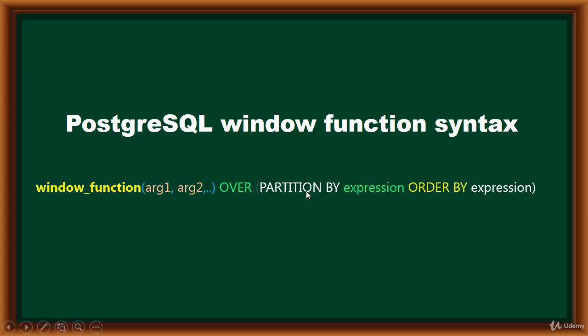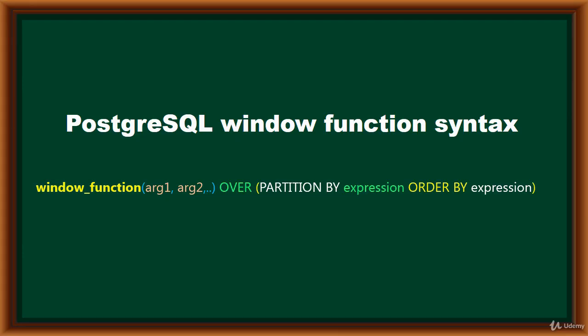The partition by here is basically used to divide the rows into groups or partitions. If you omit the partition by clause, the whole result set is then treated as a single partition. So if you want to partition things or divide things, it's best to use the partition by, or the function will treat everything as a single partition.